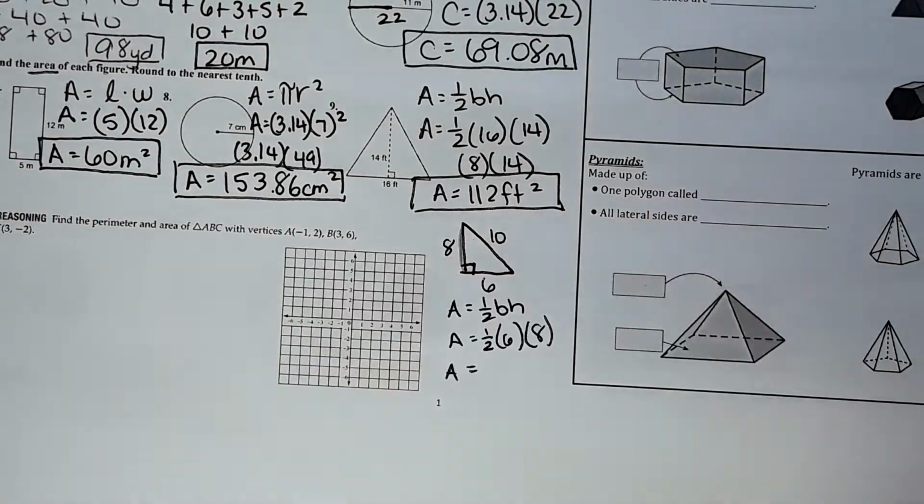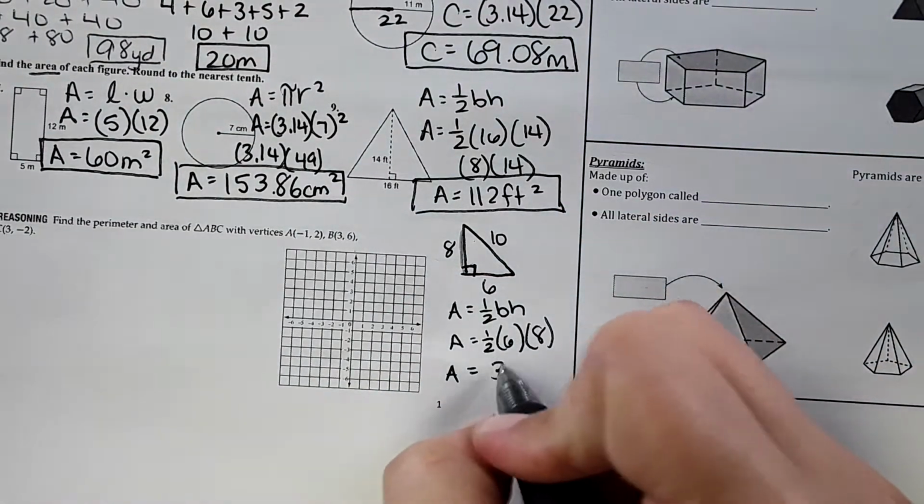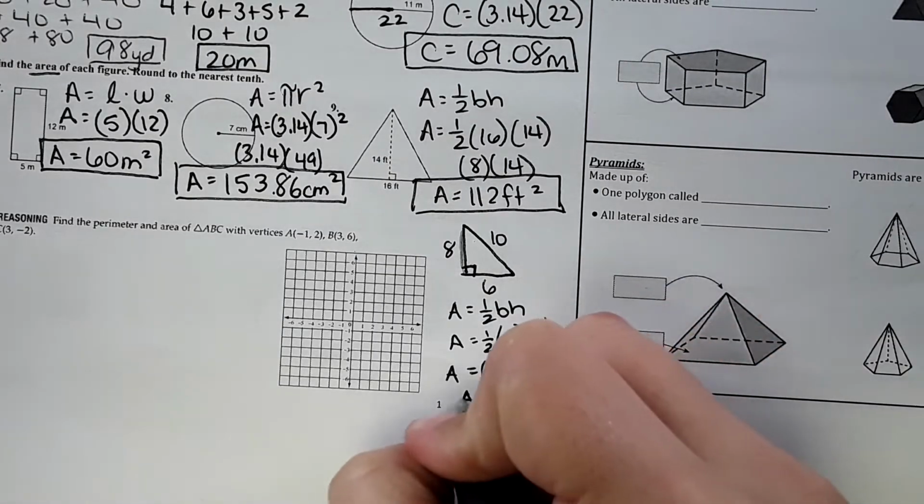So area, and then do what you can in your head. Half of 6 is 3, and then 3 times 8 is 24.